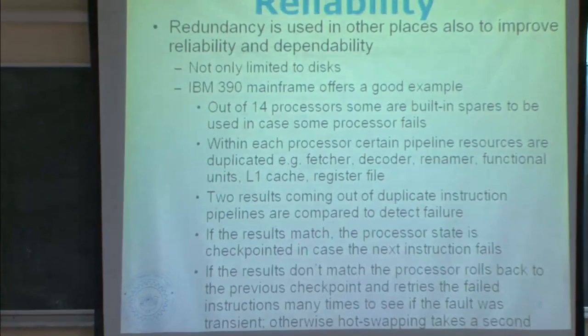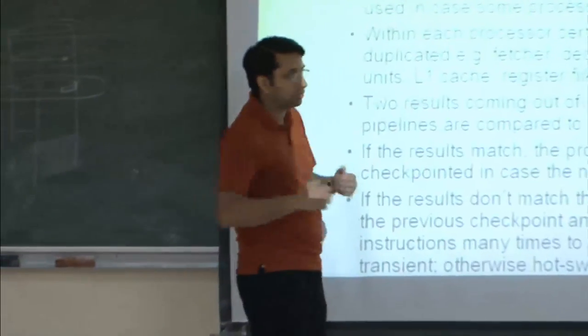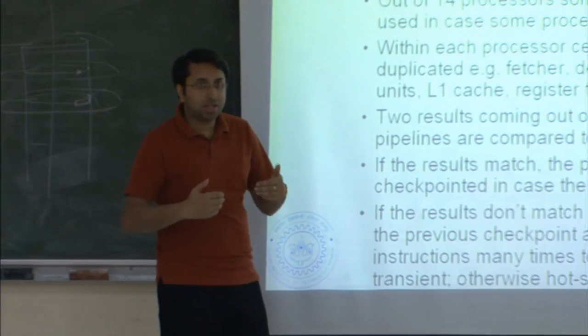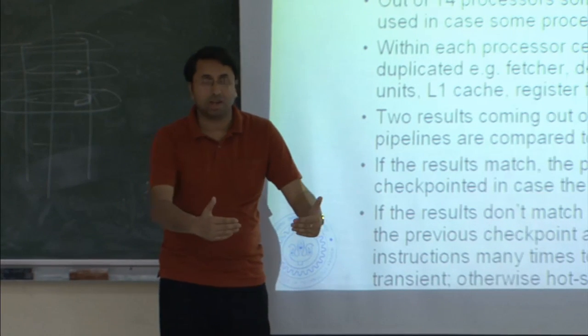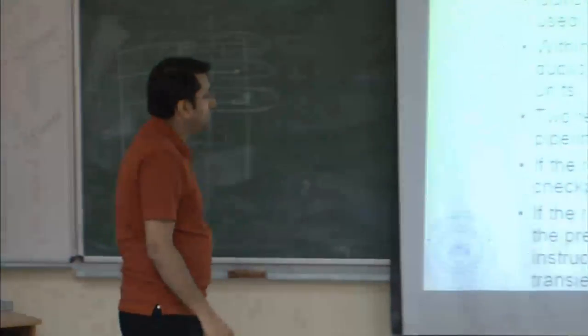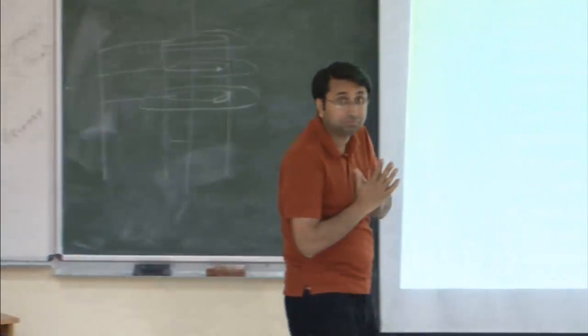Within each processor, certain pipeline resources are duplicated, like the fetcher, decoder, functional units, L1 cache, and registers. So essentially, you have two pipelines, all right? And both the pipelines will compute the same instruction in parallel. The two results coming out of the duplicate instruction pipelines are compared to detect failure. Of course, here the assumption is that, what is the assumption?